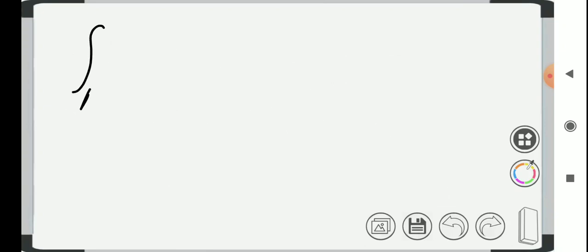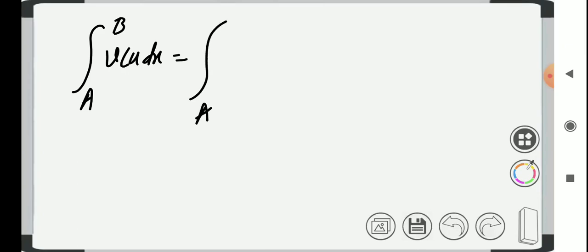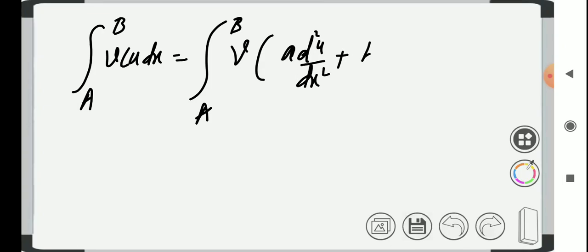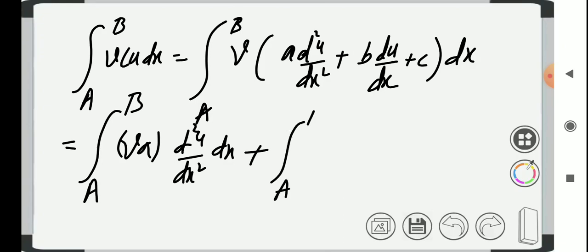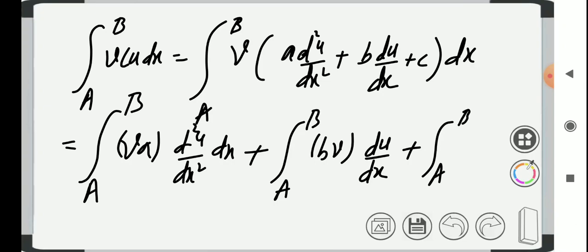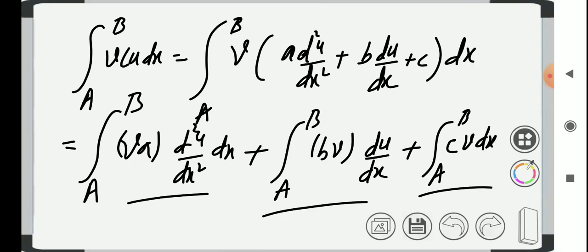So let us first integrate this function, the integral from a to b of v Lu dx, which by definition is the integral from a to b of v times (a d2u over dx square plus b du by dx plus c u) dx. By the linear property of the integral, this is the integral from a to b of v a d2u over dx square dx, plus the integral from a to b of bv du over dx, plus the integral of cv u dx. We will first compute each of these integrals, and then from that we will try to extract the definition of the adjoint.